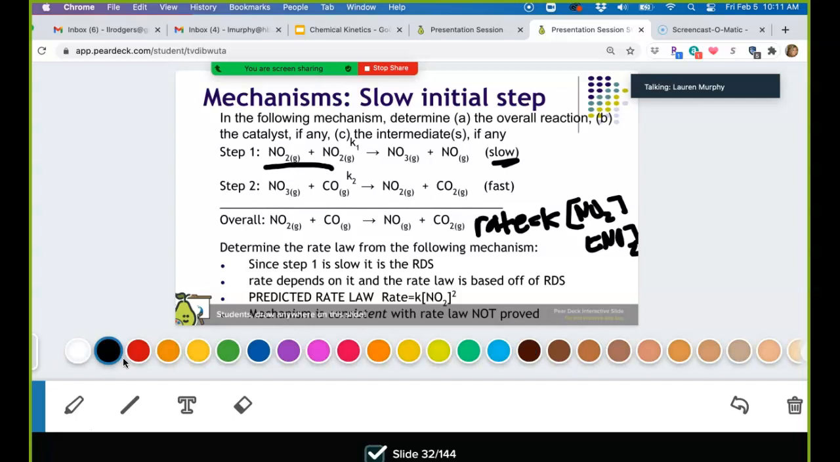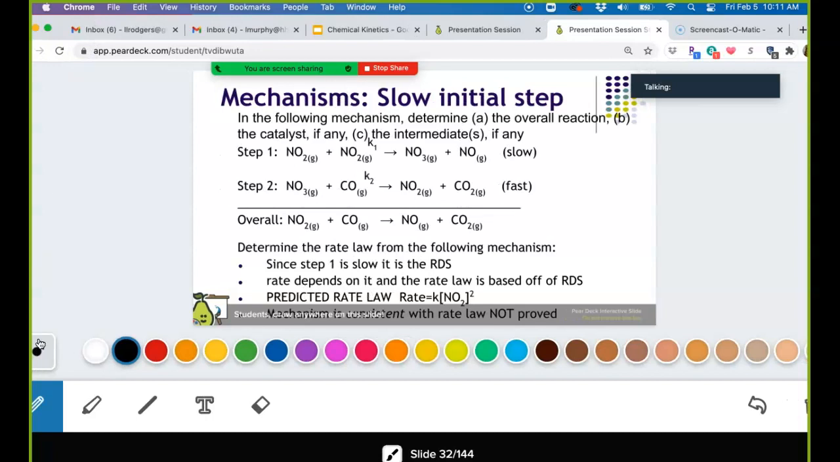So if I revise this and simplify it, it would be rate equals k, and then NO2. Geez, this is not going how I would like. And then you would just put a 2 up here because there's 2 of them. So if we're talking about orders, we would say it's second order with respect to NO2. And again, we don't know anything else beyond that.